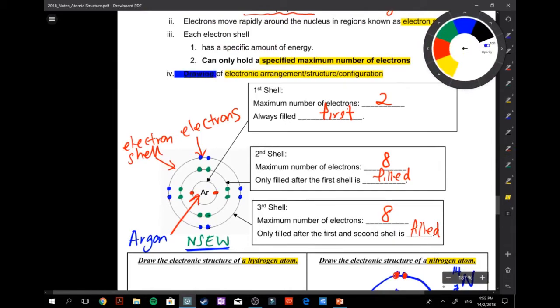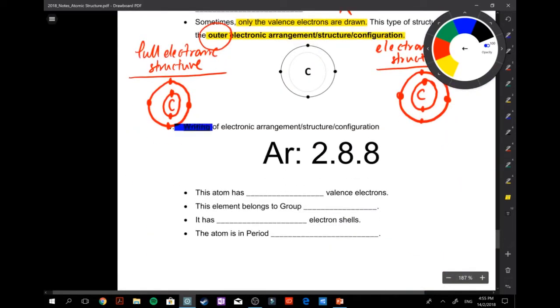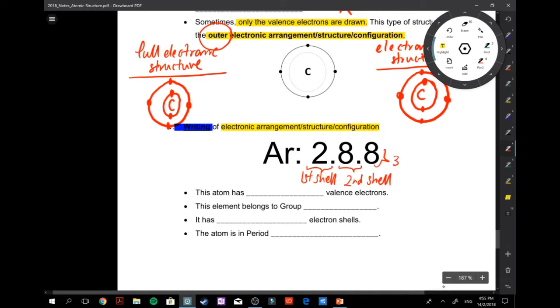So it's either drawing or writing. Okay, and it makes a lot of difference, okay? Because for writing itself, right, there's no need for you to draw all the electron shells anymore. You represent it using this manner. The first number actually represents the first shell. The second number represents the number of electrons in the second shell. And the third number represents the number of electrons in the third shell, okay?